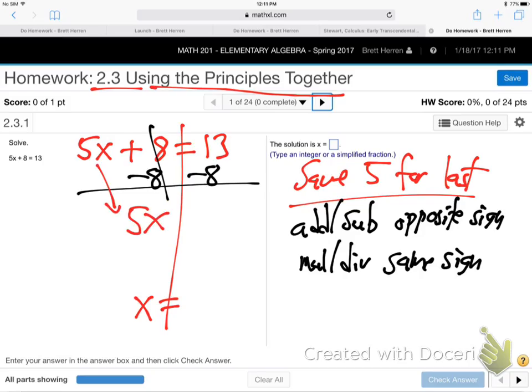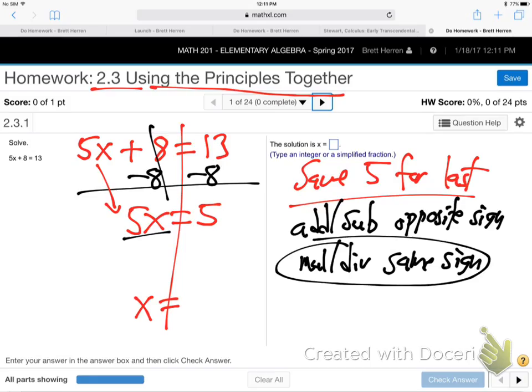And now what do we have? 5x, bring this down. And this is what? Yeah, 13 minus 8, 5. And now, last step to get x alone. Divide by 5. When I divide, I can divide by negative 5 or positive 5. What does this say? Positive. Same sign. Regular 5. Not negative 5, right? When you multiply, divide, it's same sign. When you add, subtract, that's when you do the opposite sign. But when you divide, it's the same.